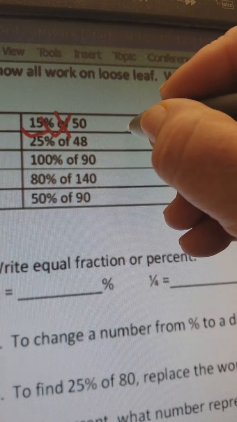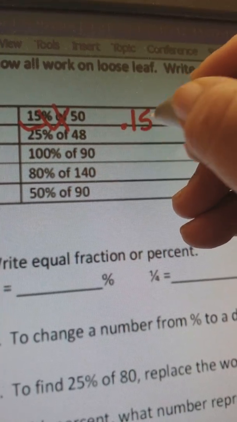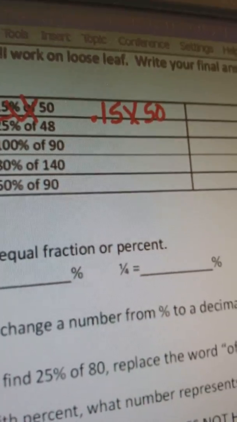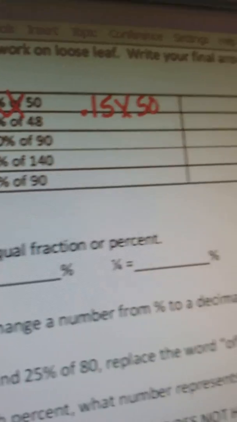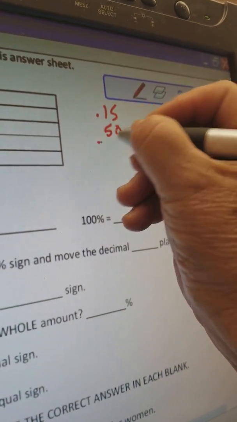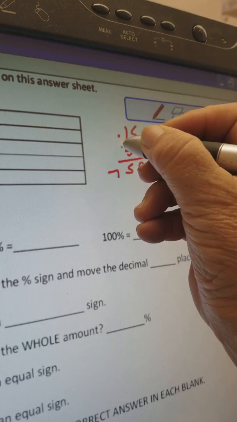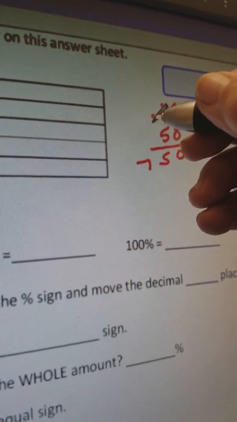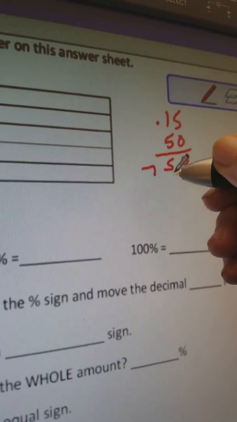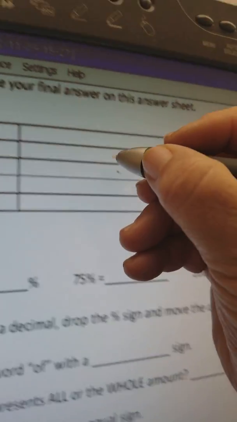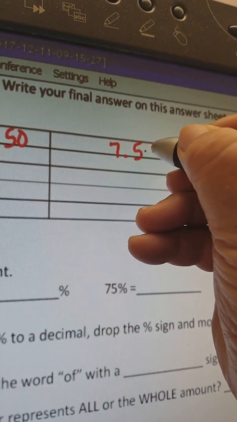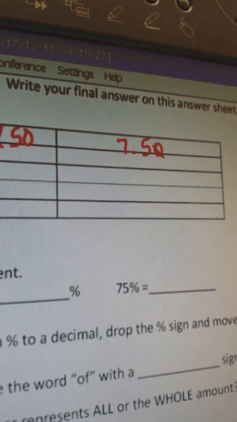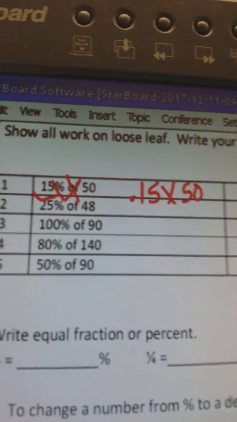So this problem, we move the decimal over, becomes 0.15 times 50. You do your multiplication to get your answer. They can do it on the side on a sheet of loose leaf. When we multiply, we count how many places behind the decimal. Don't count the numbers to the decimal. Ask yourself, how many places behind the decimal? 2, then 2 is in your answer. 7.50. You can put the 0, or if a 0 is at the end, you can always drop it off. 7.5, they're both equal.